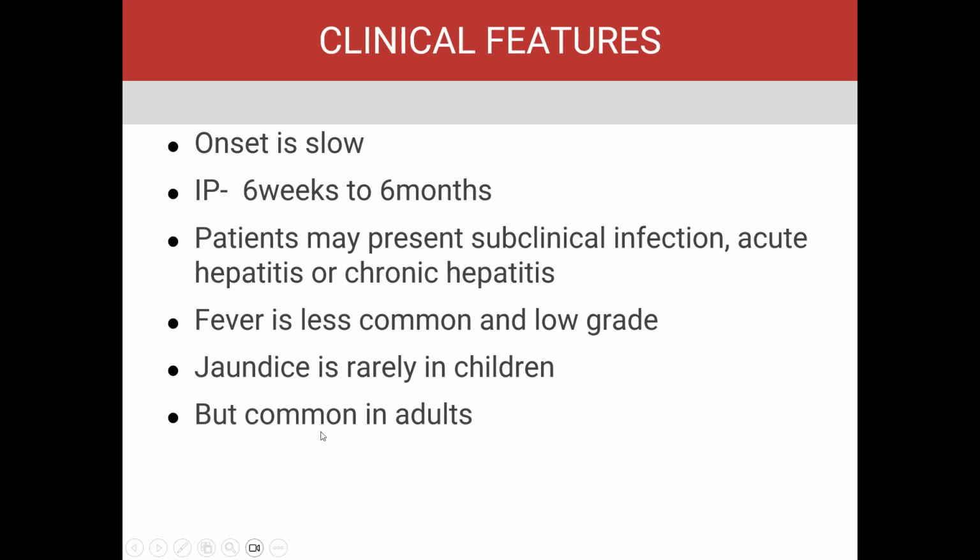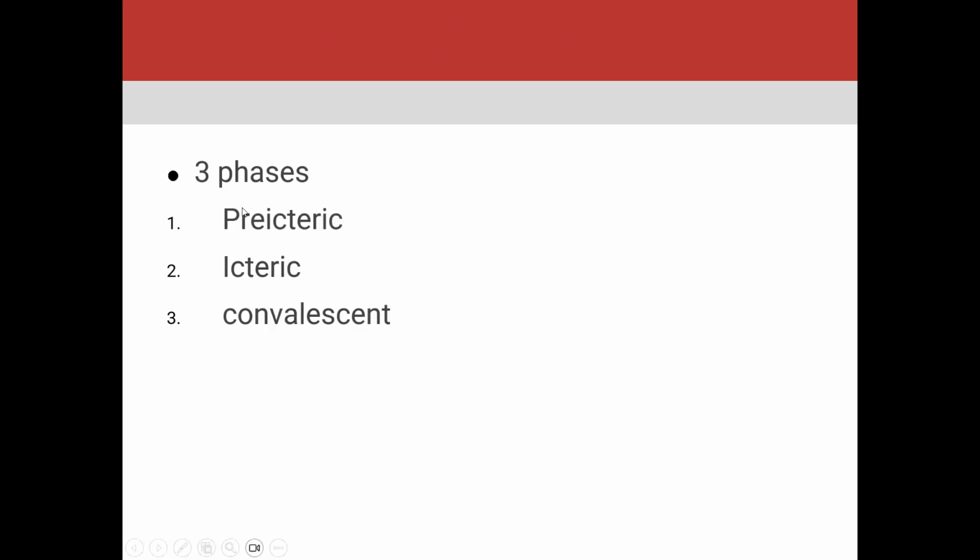HBV infection is divided into three phases: pre-icteric phase, icteric phase, and convalescent phase. Icteric phase means the jaundice phase, and pre-icteric phase means before entering into the jaundice phase. Patients in the pre-icteric phase will have pre-icteric symptoms, and the convalescent phase is a long phase.